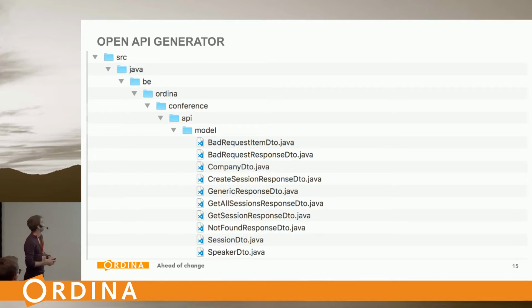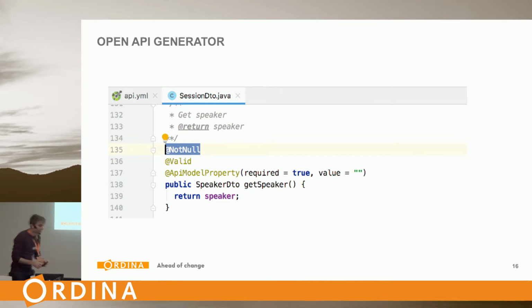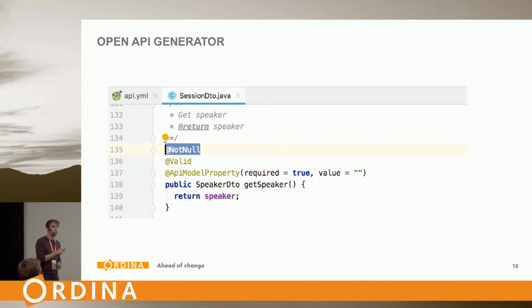Indeed, we see here that we have a whole lot of code generated for us, ending in DTO, as I asked it to do. And if I go into one of these files, for example, the session, the session needs a speaker, it was required, and we also find that in the code, it is annotated with: this cannot be null. So now you have code that you can use to validate everything that is incoming.